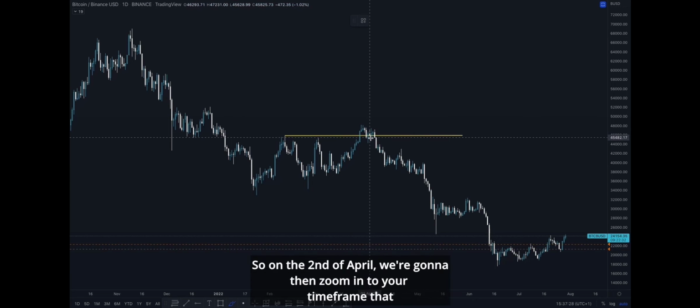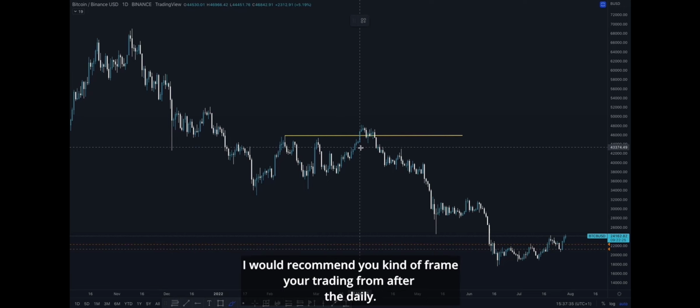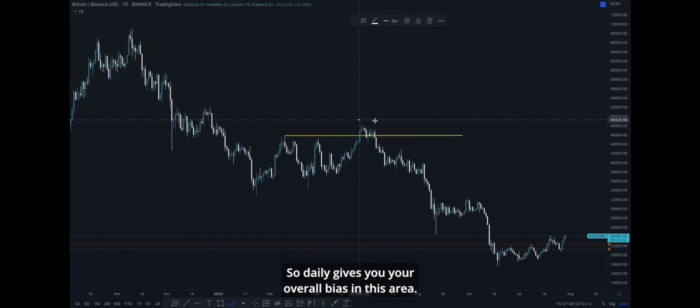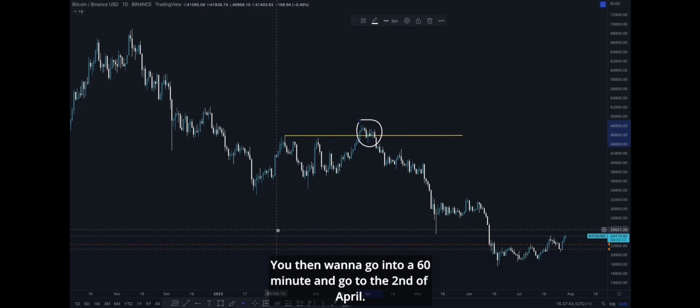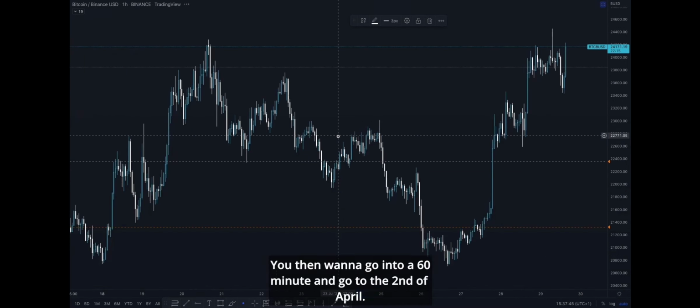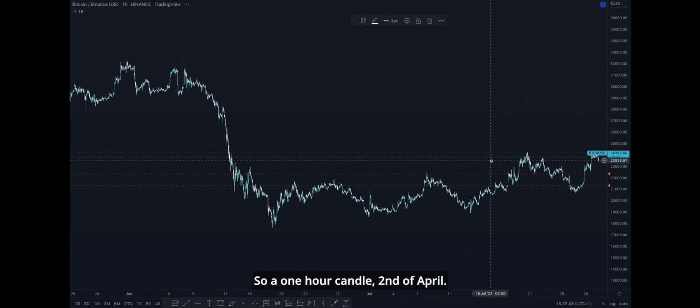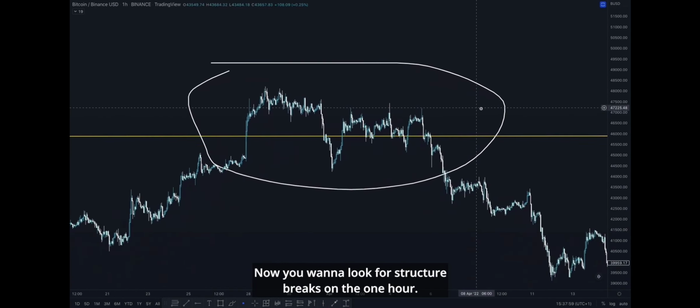So on the 2nd of April, we're going to then zoom in to your time frame that I would recommend you kind of frame your trading from after the daily. So daily gives you your overall bias in this area. You then want to go into a 60-minute, and go to the 2nd of April. So a 1 hour candle, 2nd of April. Now you want to look for structure breaks on the 1 hour.